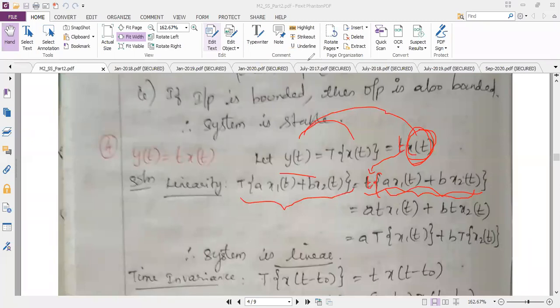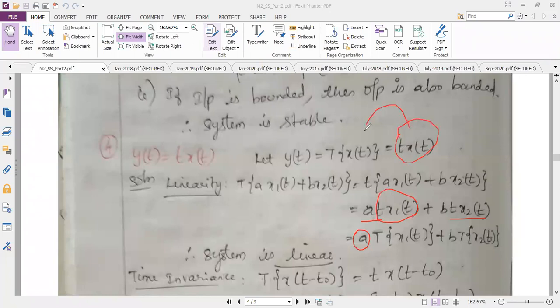So now the next step is I have to multiply this t inside. If I multiply t inside, I will get a into t x1 of t plus b into t x2 of t. Now if the scaling factor is taken separately, this t into x1 of t, as per the question, I can relate to T of x of t. That means a into t into x1 of t, and here plus b into t into x2 of t. So it is exactly following the linearity concept. So I can say my system is linear.